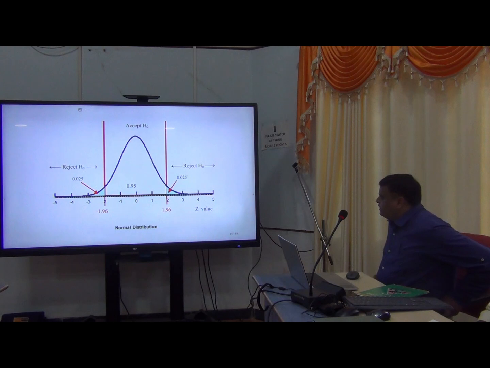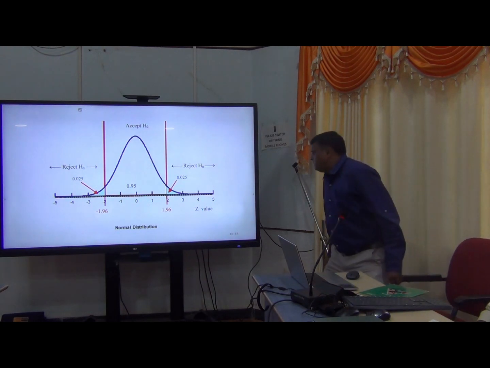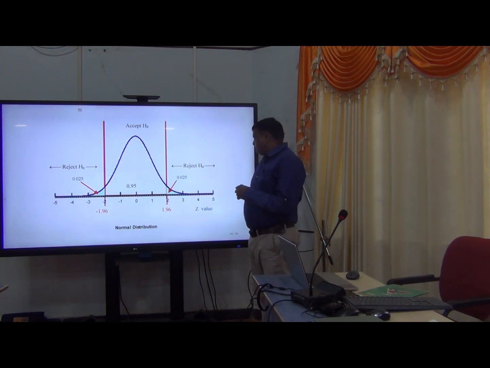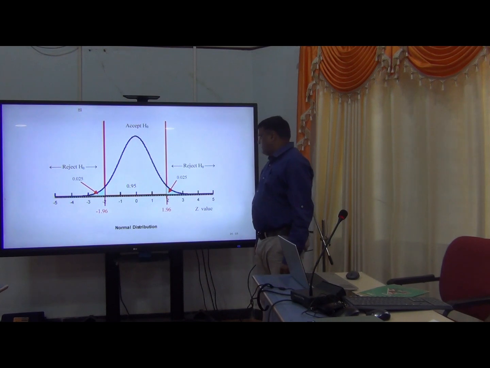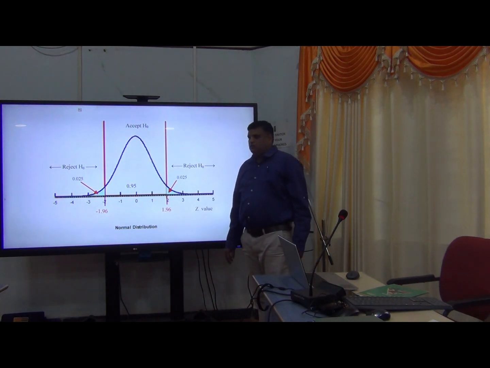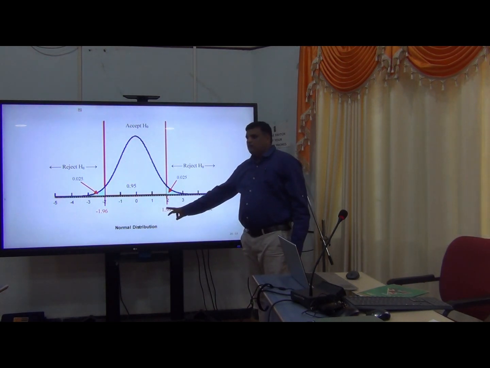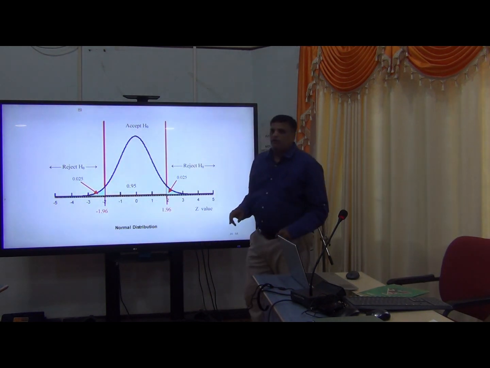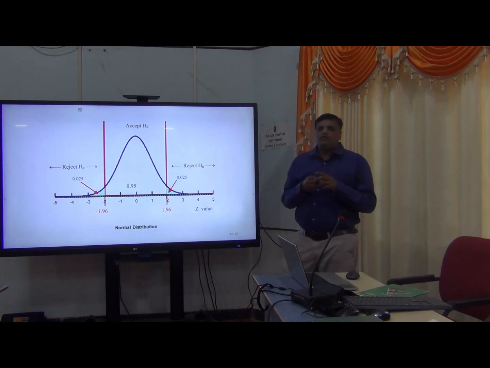Now you look at this one. Just one example, say a two tail test. Now let us assume that I am using the Z test. So the critical value is 1.96, and it is also minus 1.96, because t and z values are the modulus values.